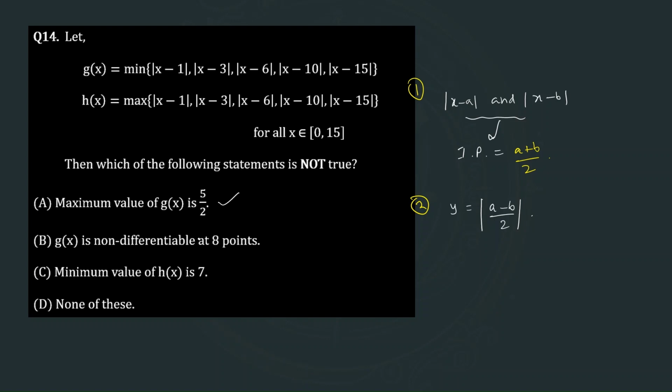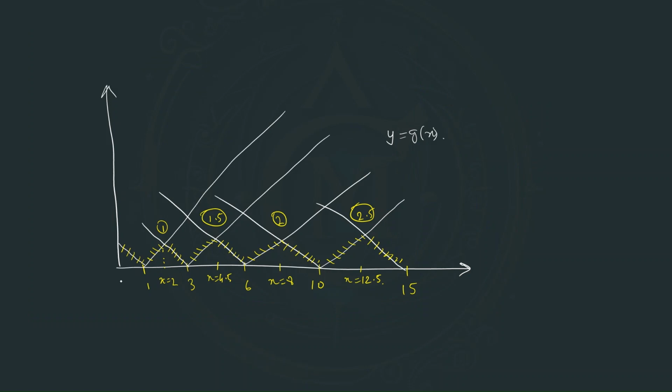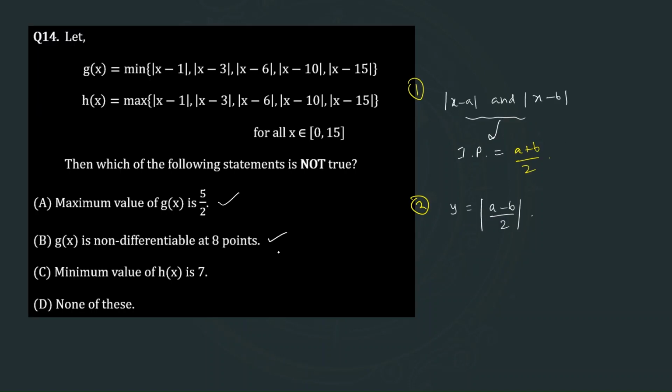Now we have to check the rest of the options. Here it is saying g(x) is non-differentiable at 8 points. Okay. So as x belongs to closed 0 to 15, g(x) is not differentiable at this point, this point, this point, this point, this point, this point, this point, this point. So total 1, 2, 3, 4, 5, 6, 7, 8 points. So g(x) is not differentiable at 8 points. So the second statement is also correct.